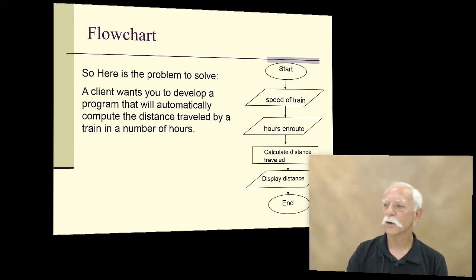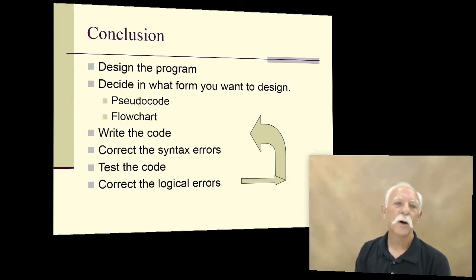And here we can see we need to get the speed of the train here. We need to get the hours en route. And notice the flowchart, this one's very linear, just straightforward from start to end. Once we finish this, then we're going to be able to write all the code directly from it. Okay, so we've gone over designing the program, deciding what form you wanted to design in, whether it be the pseudocode, flowchart, or you might use a combination of both of these methods.